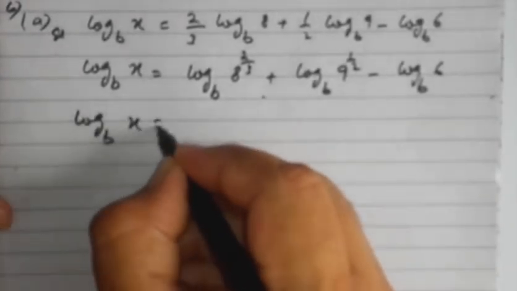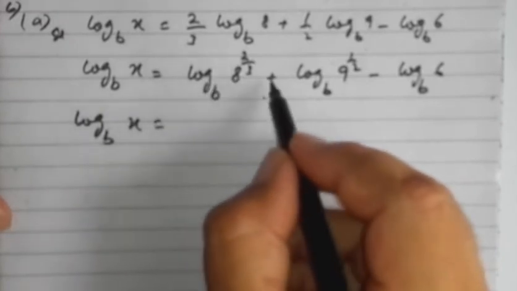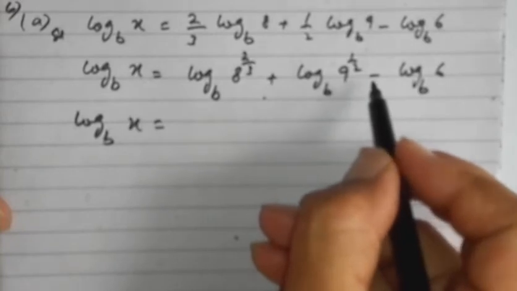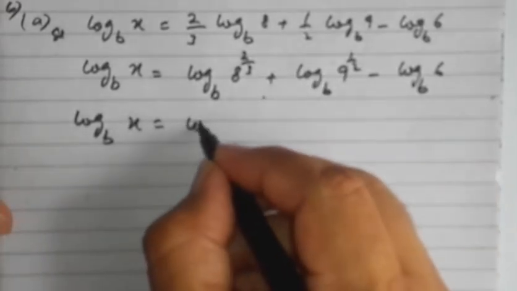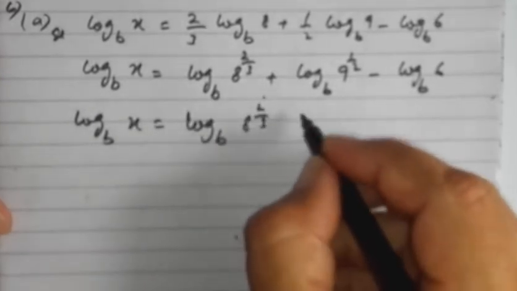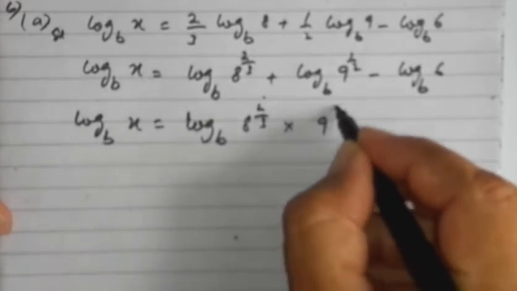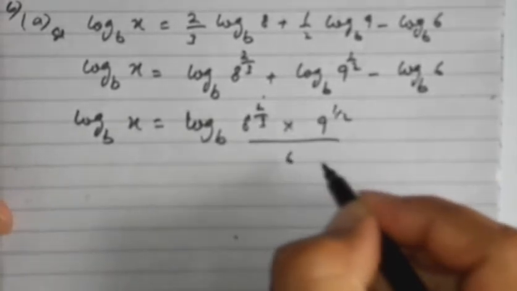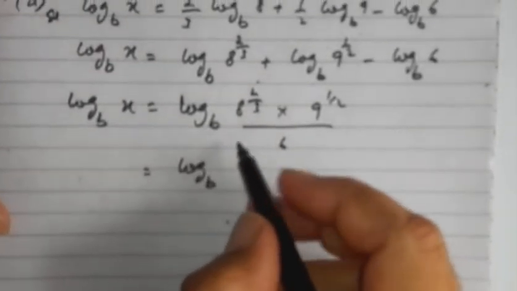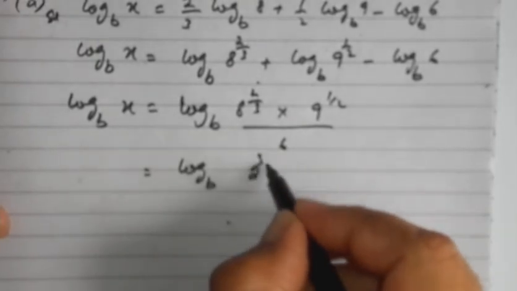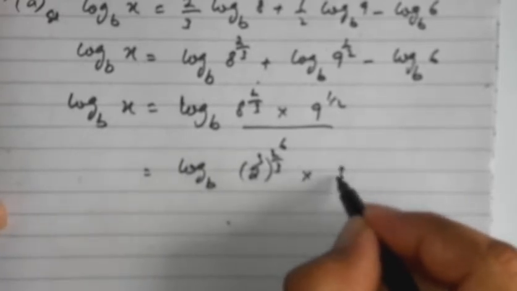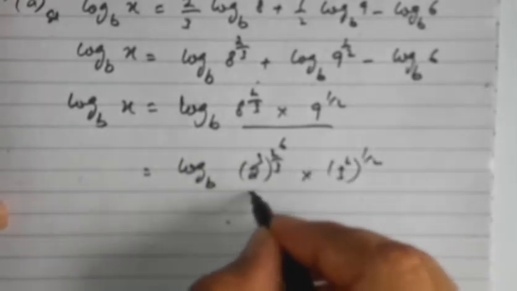Log to the base b of x equals to, now we know that the addition is changed into the product and the subtraction is changed into the division in log. So we can write it as log to the base b of 8 whole raised to 2 by 3 into 9 whole raised to 1 by 2 divided by 6. So log to the base b, we can write this 8 as 2 cube whole raised to power 2 by 3 into 3 square whole raised to power 1 by 2 divided by 6.